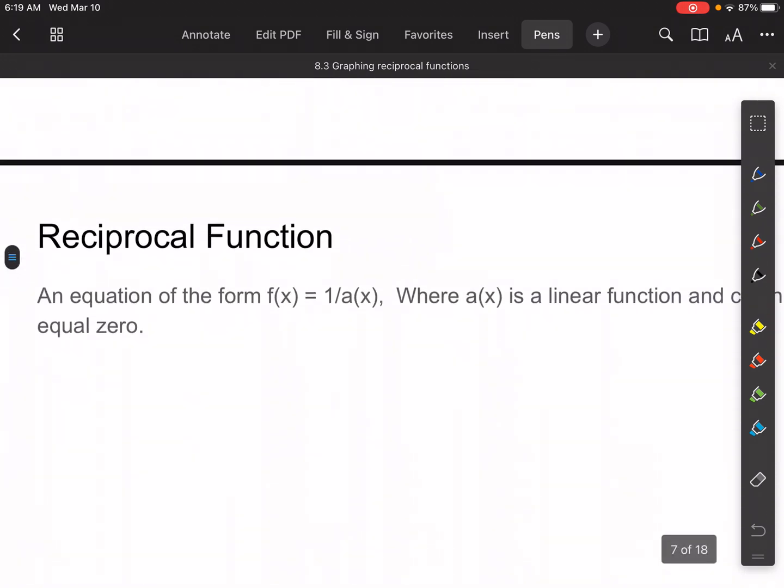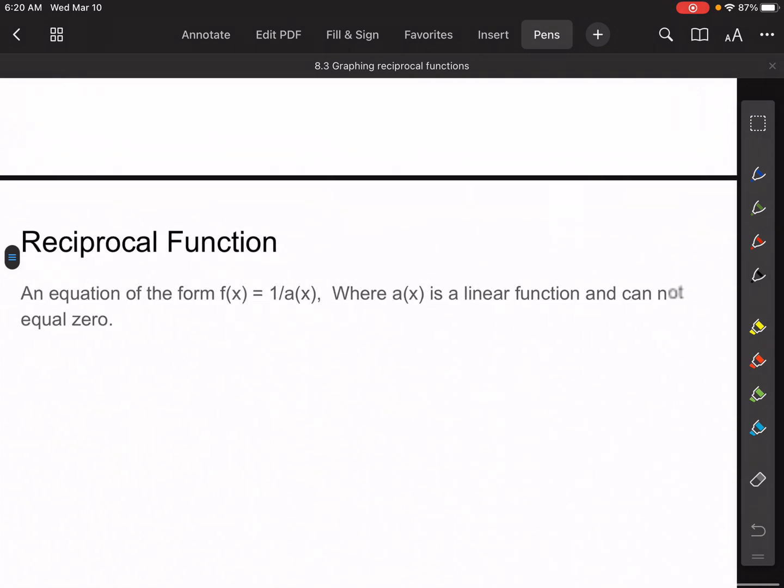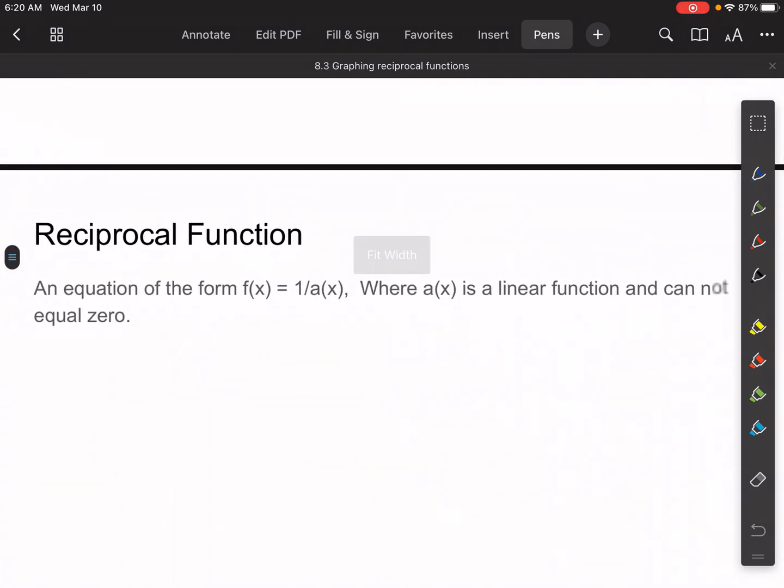So reciprocal functions, you guys, in equation form are just 1 over whatever a standard a of x function would be. So this says it's in the equation of the form 1 over ax, where ax is a linear function and cannot equal 0. The reason that it cannot equal 0 is you cannot divide by 0. You get something that's undefined.